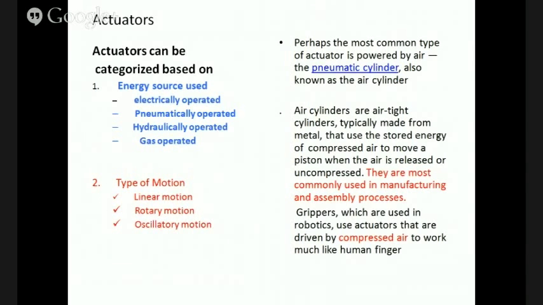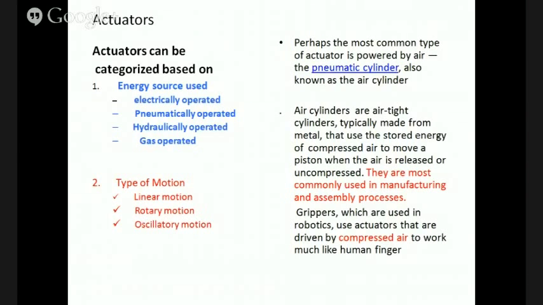Actuators can be categorized. How do you categorize? Number one, it can be energy source based, and number two is type of motion. If you see the energy source based, then electrically operated actuator, pneumatically operated actuator, hydraulically operated, and sometimes gas operated also. So these are the types of energy source based actuator. And if you see from the type of motion point of view, then you have linear motion, rotary motion, oscillatory motion, etc.